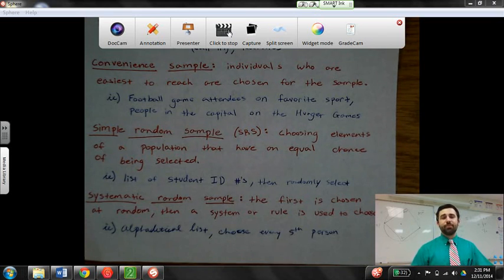Another type of random sample is a systematic random sample. The first is chosen at random, then a system or rule is used to choose the rest. So if I had an alphabetical list and then I decided to choose every fifth person on that list, that would be a systematic random sample.